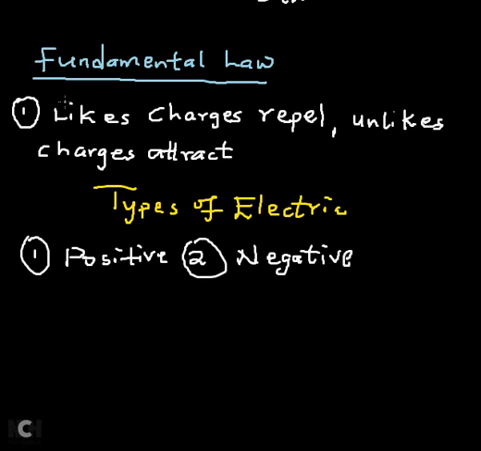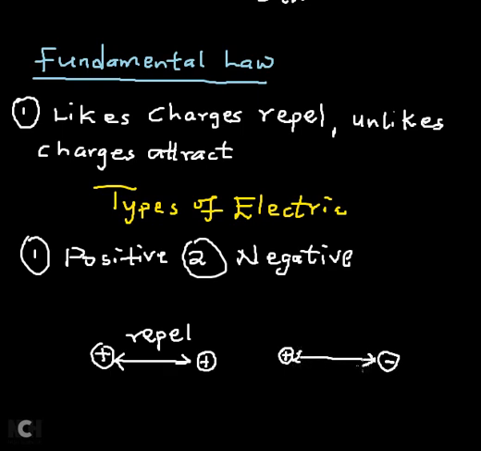So from this fundamental law of electrostatics, we can simply say that if I bring a positive charge close to a positive charge, they are like charges. What you notice is that the force between these two charges will be that of repulsion. So they will repel each other. But if I bring a positive charge close to a negative charge, the force that will exist between these two charges will be that of attraction. So that is the fundamental law of electrostatics.